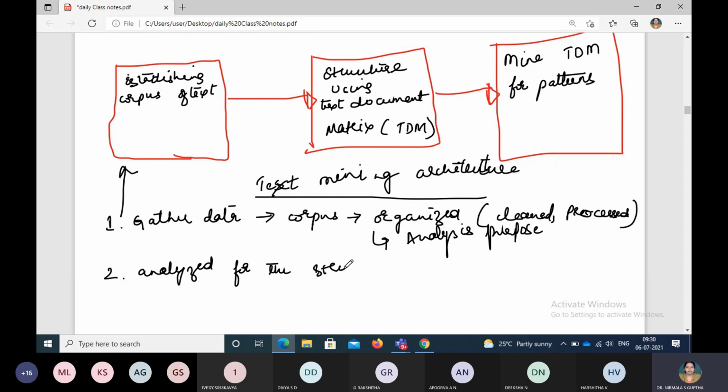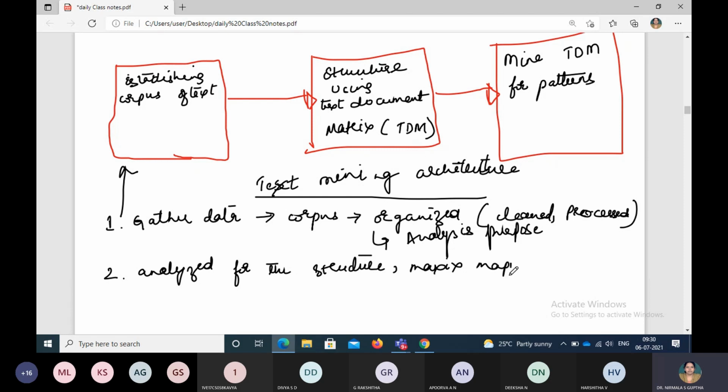Analyzed for the structure. Then the resultant of this organized structured data, we call it a text document matrix. So the result is a matrix which is going to be mapped. The matrix mapping of important terms to the source document will happen here. So the outcome of the second step or process is a text document matrix.